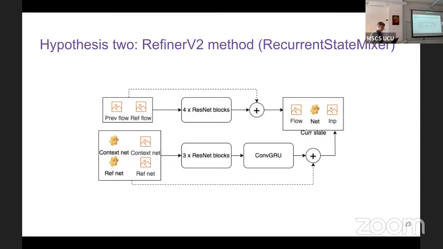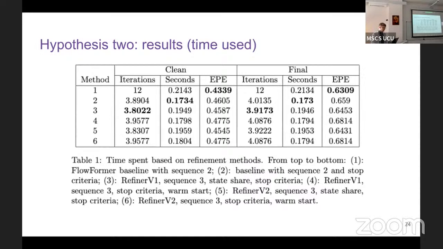So the results are quite interesting. Here you can see that with the starting criteria, we achieved a really great reduction of the iterations and the seconds usage. It's 3.8. And with the refinement system, we reduced this state a lot.